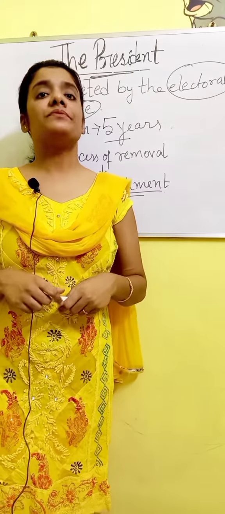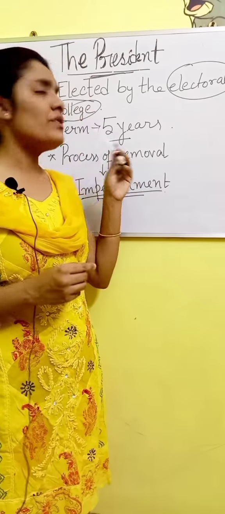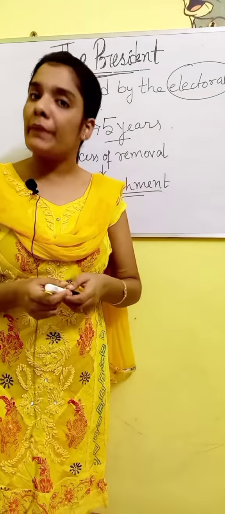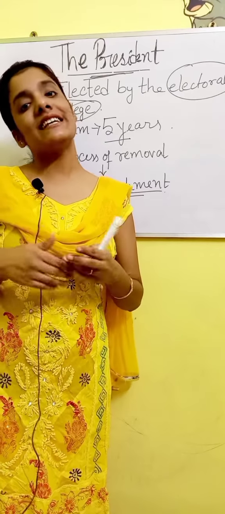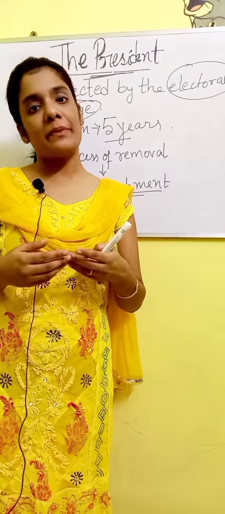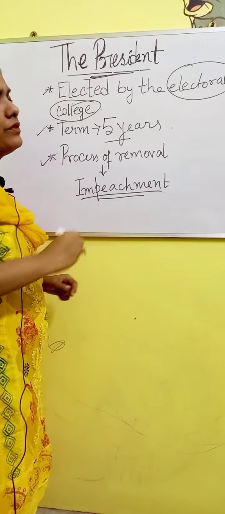Okay. And if the President resigns from his position, then also his office might fall vacant. Okay. So before the completion of 5 years, this incident may happen. Okay. But after the completion of 5 years, the President can get re-elected for becoming the President of India again. Okay. Now we will move on to the process of removal of the President.